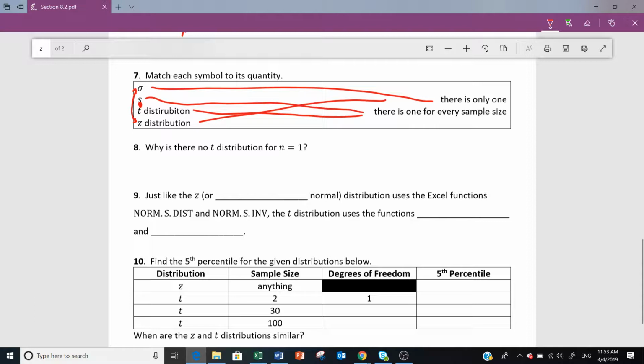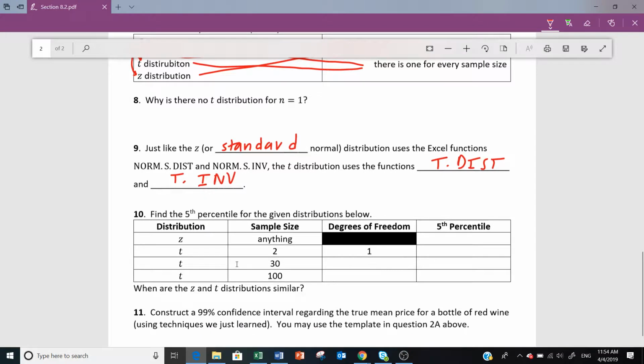Okay, good. So the t distribution uses what dot dist? T dot dist and T dot INV. So those two were the easy ones. Okay, what's another name for the z distribution? Norm dot S. What do you think? Sample. Very, very close. Standard. It's a standard normal distribution. It's been a while since we've gone over that.